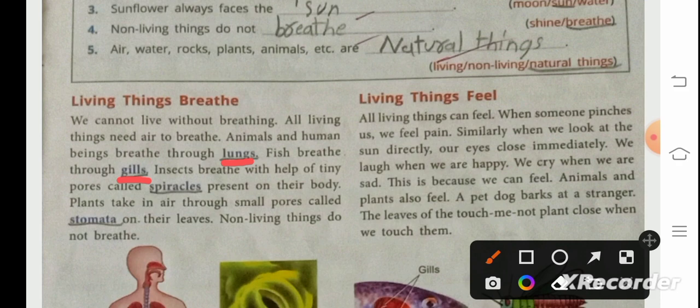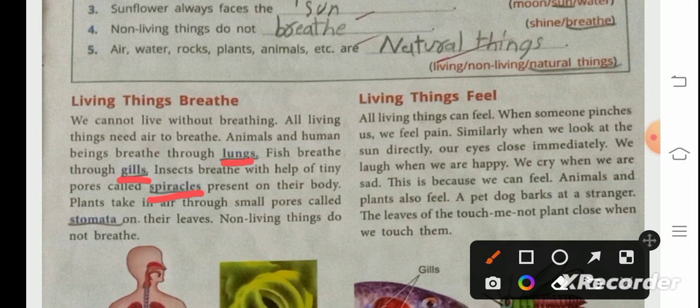Insects breathe with the help of tiny pores. On their bodies, very small pores are present, and these tiny pores are called spiracles. So with the help of spiracles insects breathe.